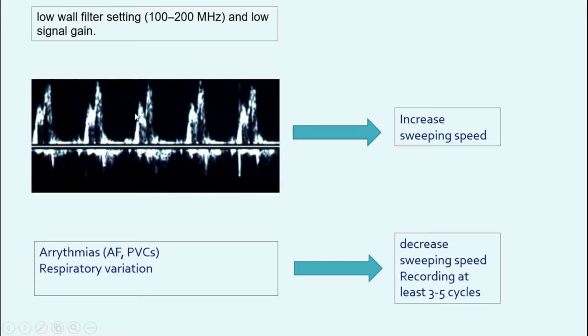For optimizing Doppler image, we have to decrease the gain until the background doesn't have any noise and is black, and the wall filter should be around 100 to 200 megahertz.